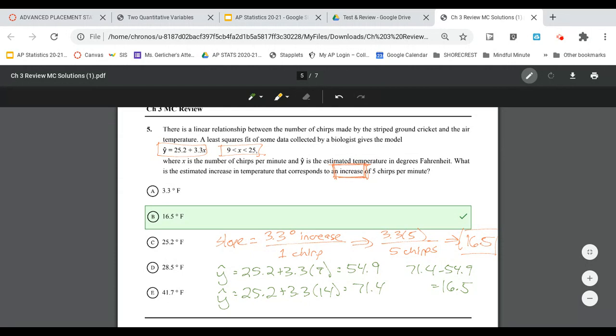So I just picked 2 random points that were 5 apart. I picked 9 and 14. You could pick 20 and 25. You could pick 12 and 17. Any of those should still give you that value of 16.5. So 2 different ways you can do it: one more conceptual, one more just brute force by plugging things in.